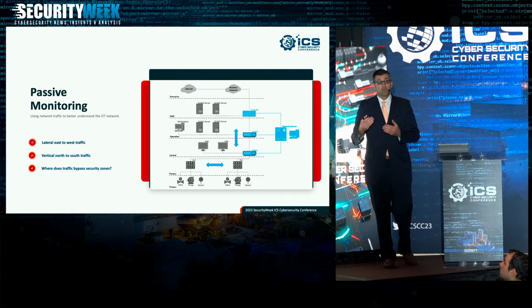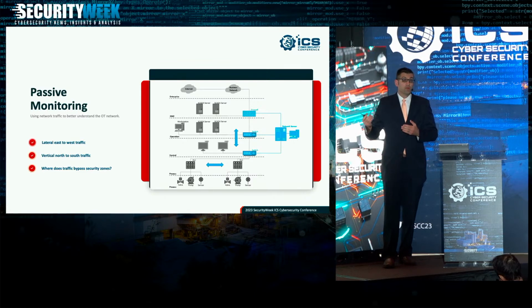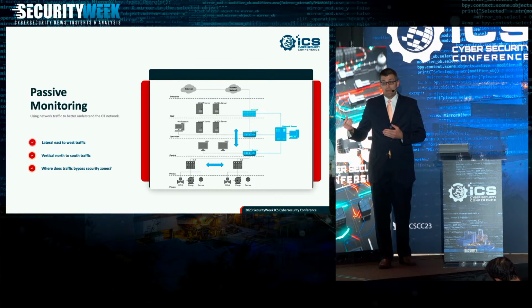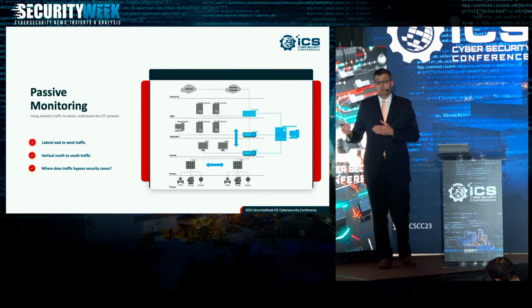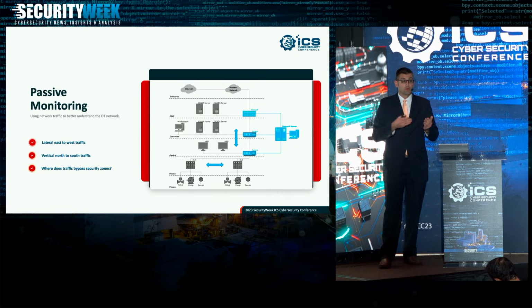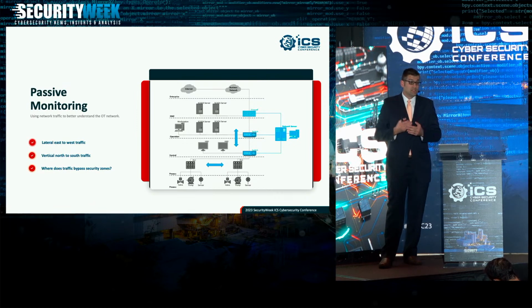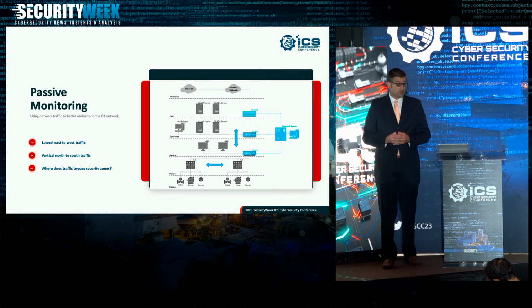So passive monitoring really exposed where our attack vectors were, the entry points that could be leveraged to gain access to the system, and the subsequent pivot points that attackers could then use to move laterally through our network or even to get down deeper into the process layers.